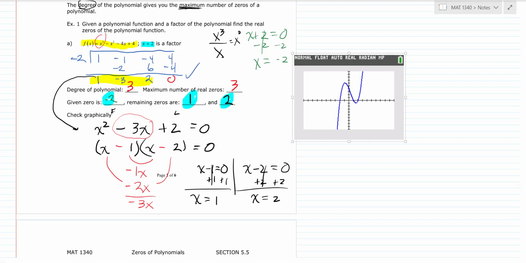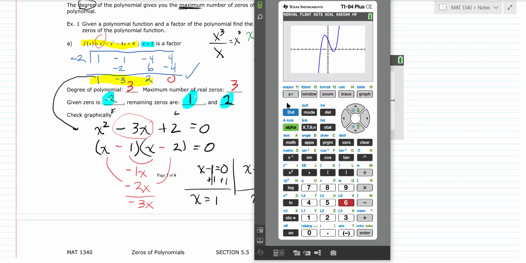When you do this on your graphing calculator, you can trace these things if you want. If I go to trace and type in the first zero, negative 2, what that's showing you is that when you plug negative 2 into the function, you get 0. So that's why we call that a zero. If I trace the other one, 1, the same thing happens. That's an x-intercept. And finally, if we trace 2, the same thing happens. So it's verifiable.